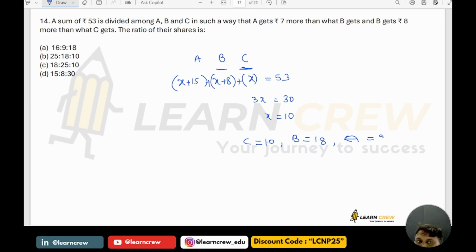10 plus 15 is 25. So A is to B is to C is 25 is to 18 is to 10. So option B is the answer. Next.